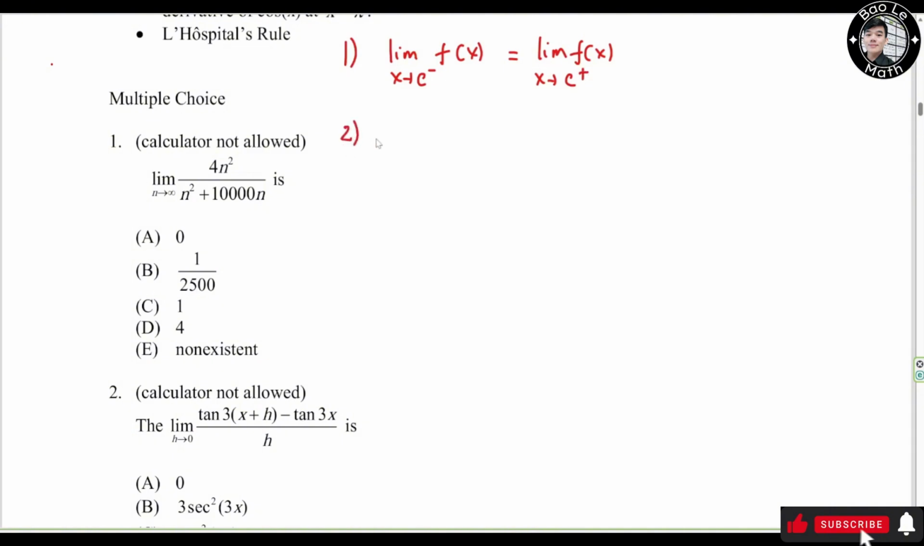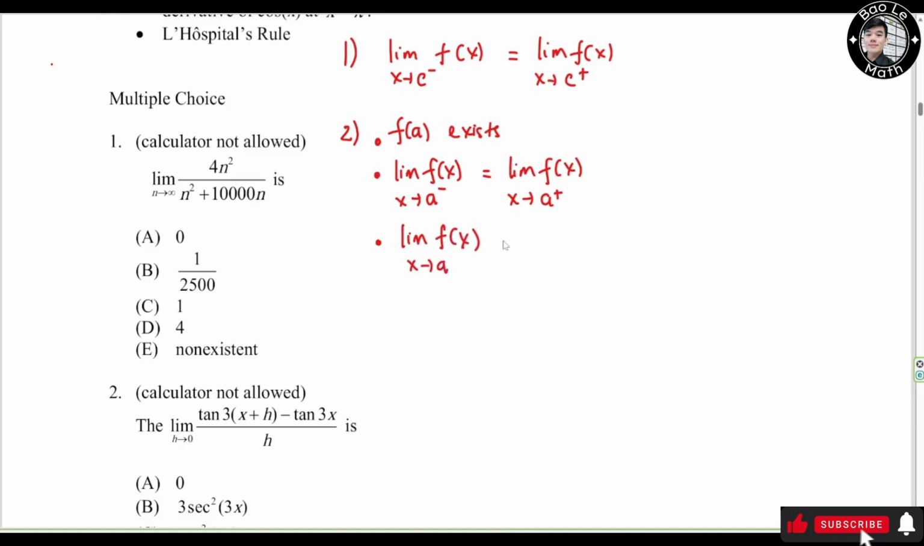Now, number 2, we're going to talk about continuity. A function is continuous at a point s equals a if and only if f of a exists, the limit of f of s as s approaches a from the left equals the limit of f of s as s approaches a from the right, and the limit of f of s as s approaches a equals f of a.